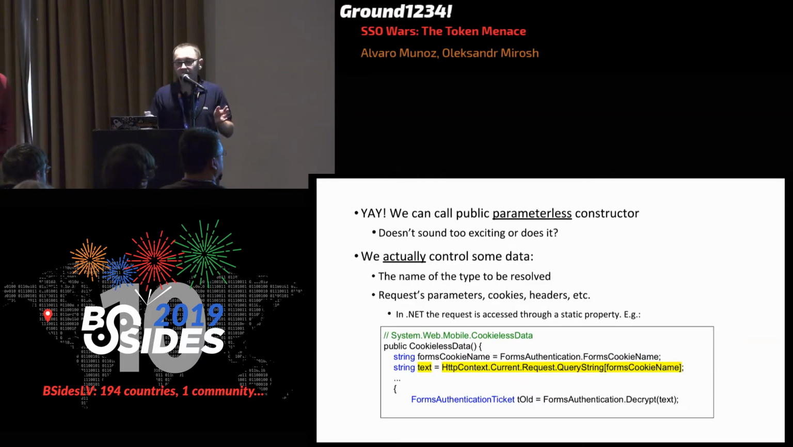But you can ask what we can do with this, because we are not controlling any data. But actually we can control some data. First of all, it's the type name itself. We will show a bit later how we can use it. Also, please pay attention to the gadget on the screen. It is from .NET Framework. And in .NET, the current HTTP context is stored in a static property, and access to request parameters is done through it. So if a no-argument constructor uses this approach, it can be very interesting for an attacker.